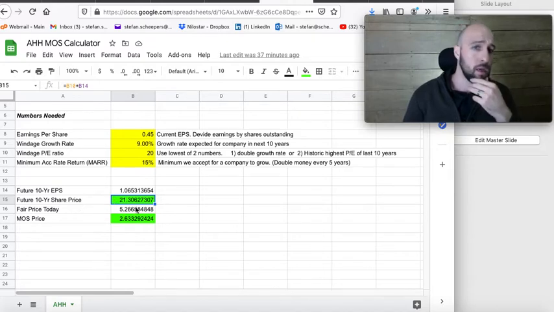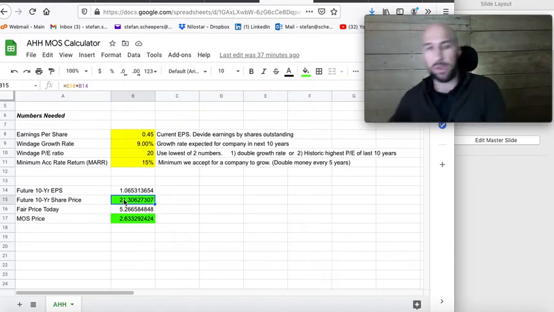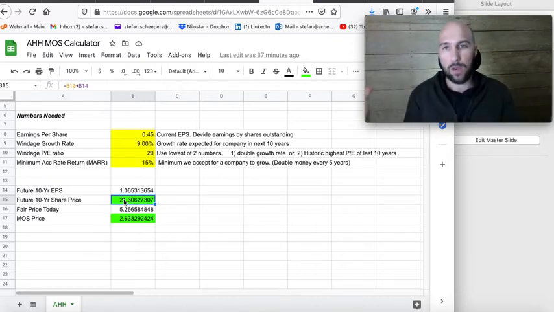And then you're not going to pay this price for it, because that's what the price will be in 10 years. So now we have to work it back and see how much it will be. How do we work it back? We work it back by 15%.